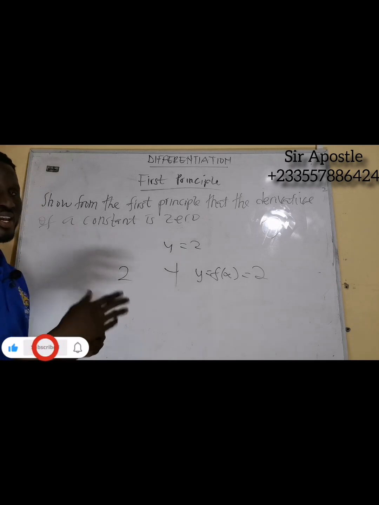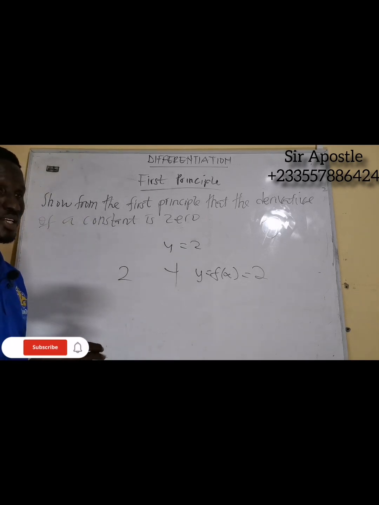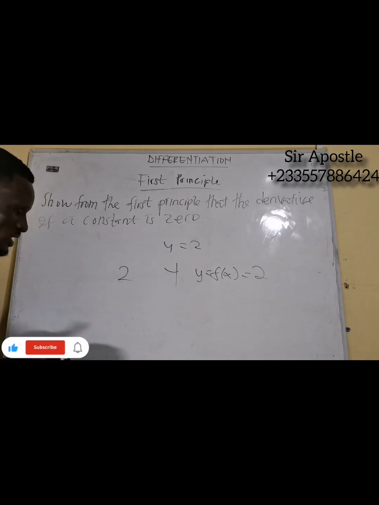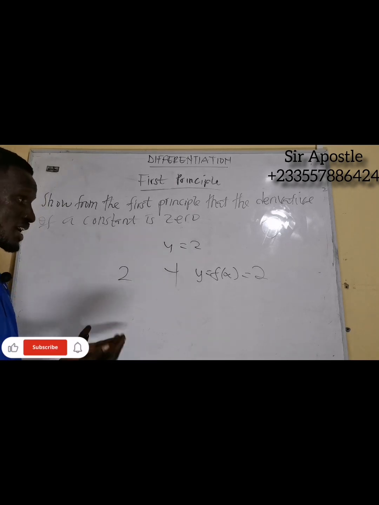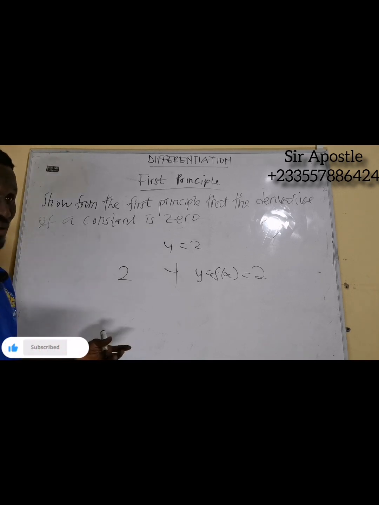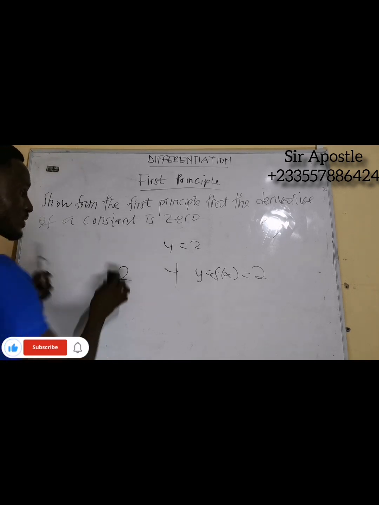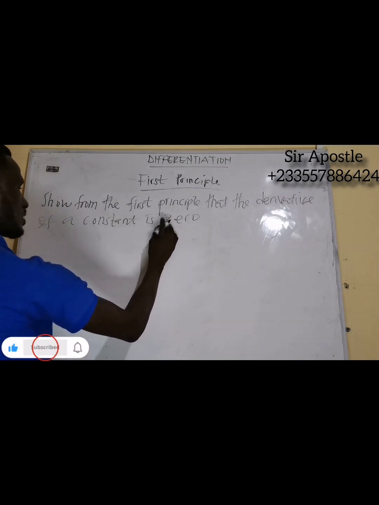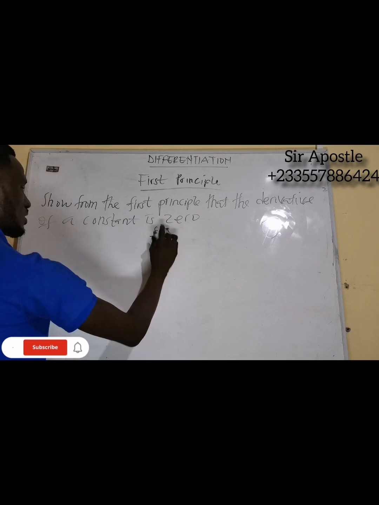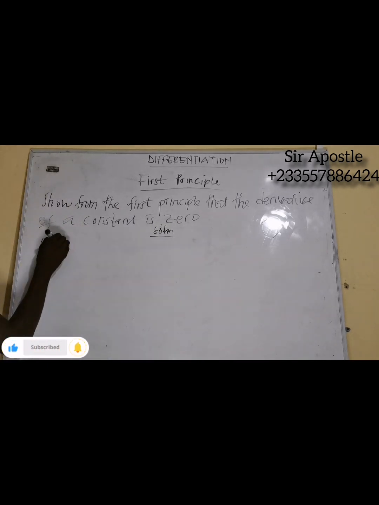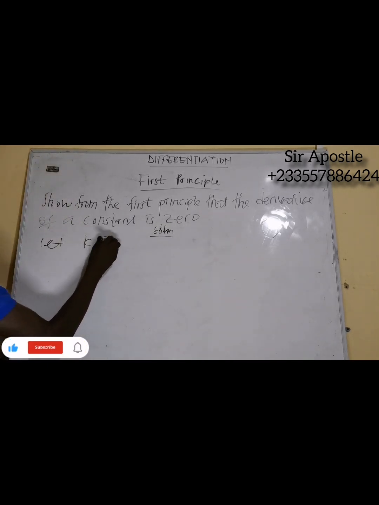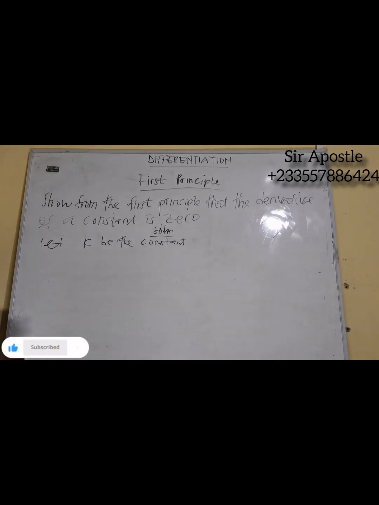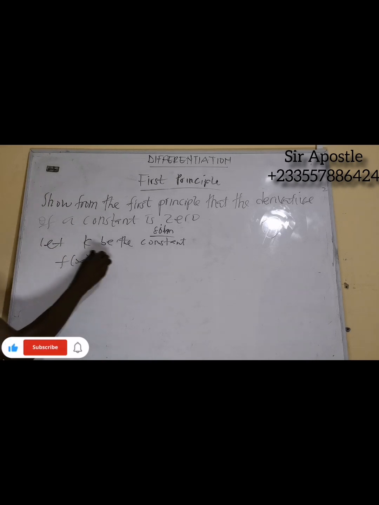Now, we need this one in our next video. Yes, we need this variable. So let's see how it works. Because this one is a constant, I can assume that the constant is 2 or 3 or 4. I'm going to use a variable to represent the constant. So let's say, solution. Now let k be the constant. If k is a constant, then it means that f of x is equal to k.